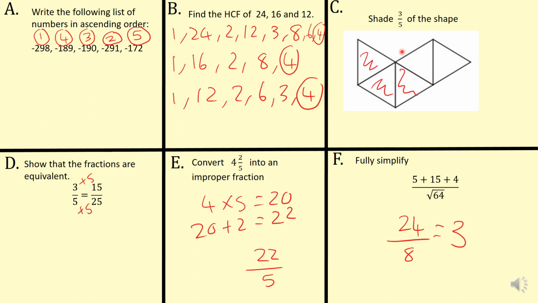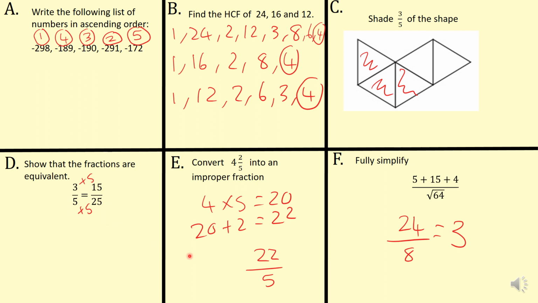3 over 5: you have 5 pieces in total and you want 3 of them shaded, so you just color 3 of them. Equivalent fractions: you need to make sure that if something is happening at the top, the same thing is happening at the denominator. At the top it was 3 times 5 to get to 15, so the same thing must happen at the denominator, because 5 times 5 is 25, which means these two fractions are equivalent.